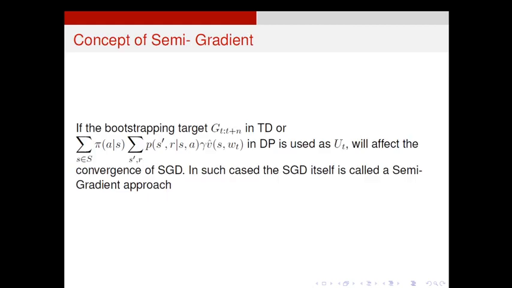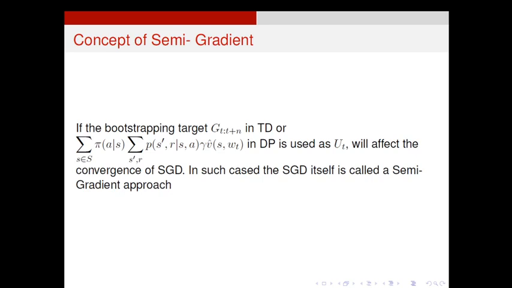Okay, now we move on to the concept of semi-gradient. I told you earlier that if you are using U_t instead of v_π(S), it's an approximation. We cannot ensure that we are moving in the minimum error direction. We will expand this idea more.